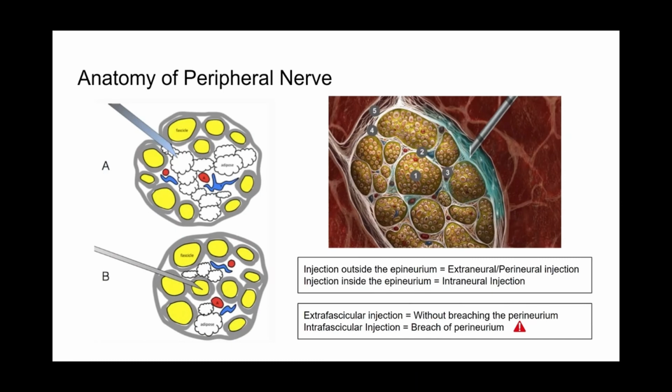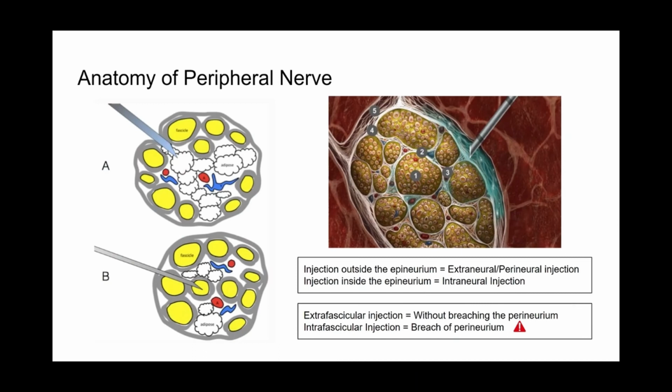Now, if you inject inside the epineurium, it is called an intraneural injection. An intraneural injection can be outside of the fascicle, which is called an extrafascicular injection. This is if we do not breach the perineurium. However, when there is a breach of the perineurium into the fascicular bundle, then it is called an intrafascicular injection, and this will increase the risk of nerve injury.